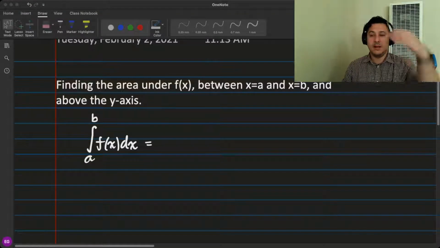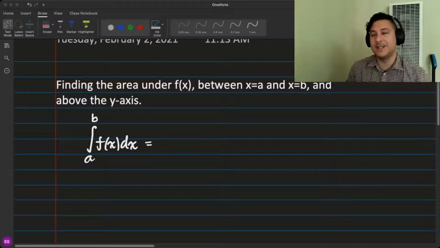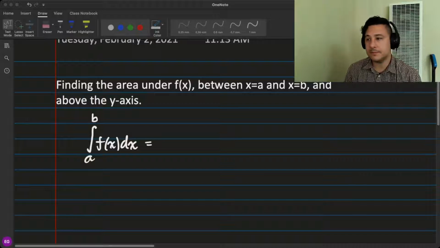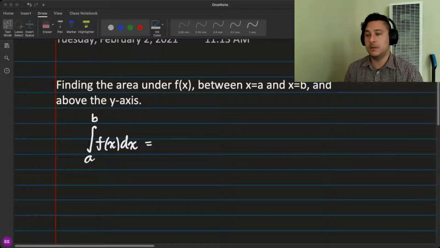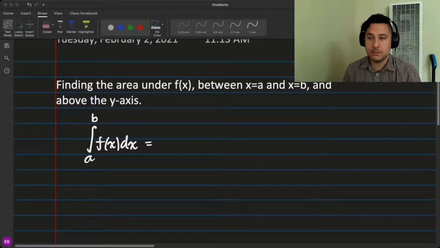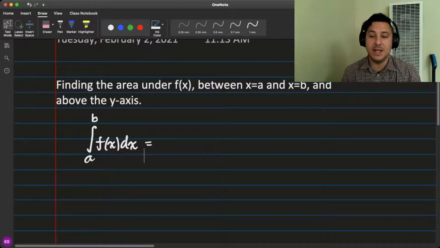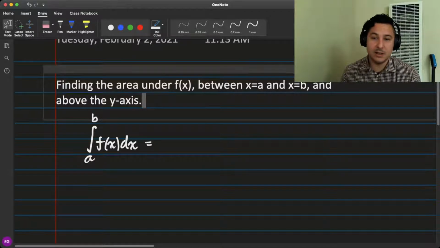Now, how did we actually figure this out? Honest question. When we first started, how did we actually figure it out? Okay, the antiderivative was later. The approximation was afterwards. So let's go with the approximation answer.